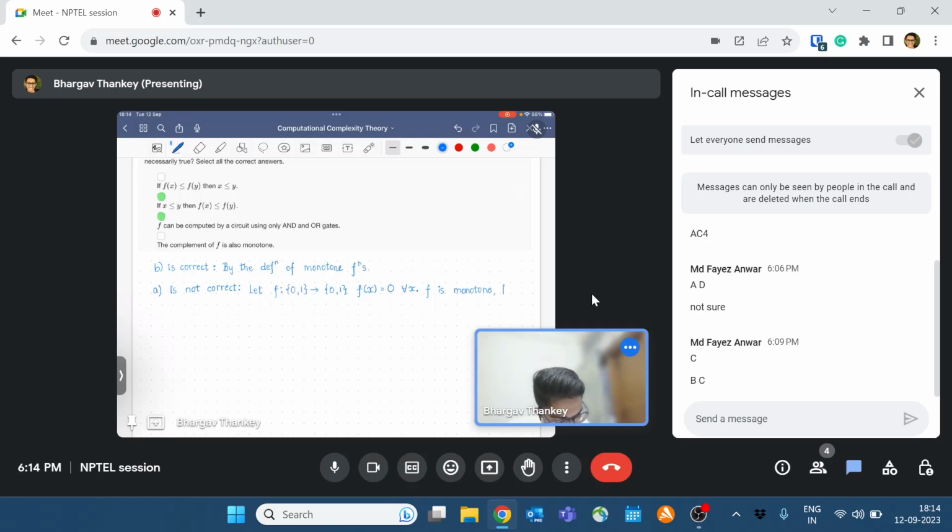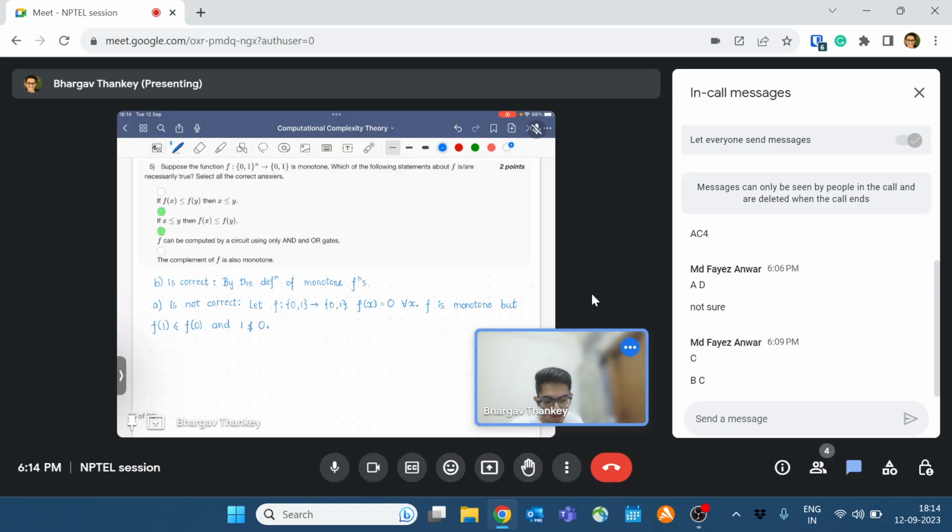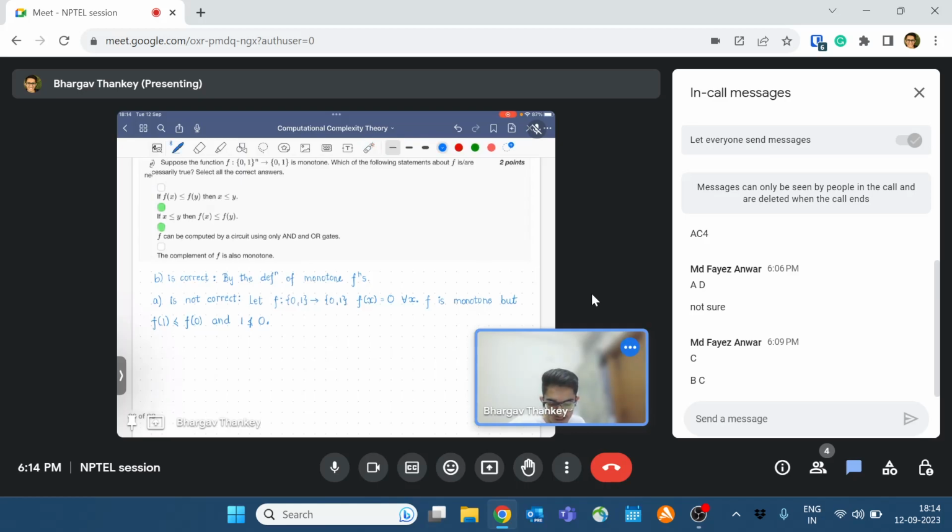f of 1 is less than or equal to f of 0, and, well, let me write this, 1 is not less than or equal to 0. So we have an example of a monotone function for which this is not true. Here x is 1, y is 0, and so it can't be true in general.